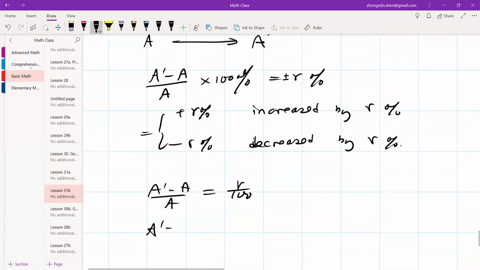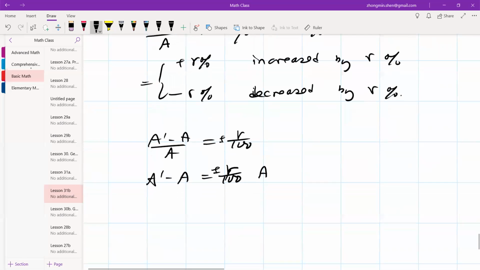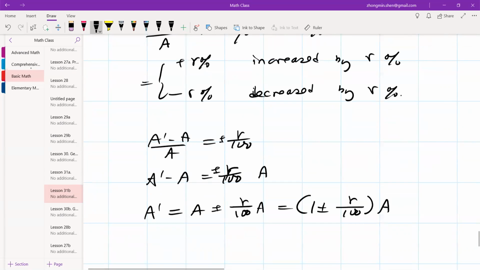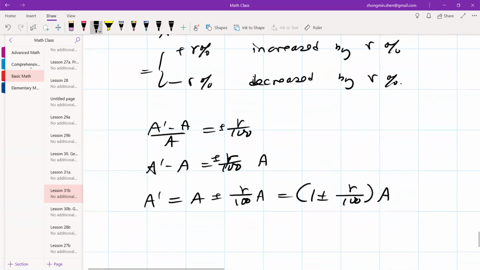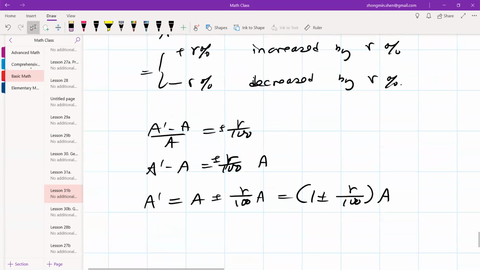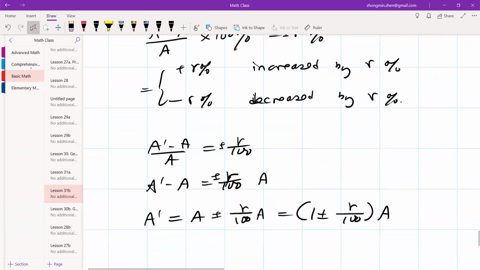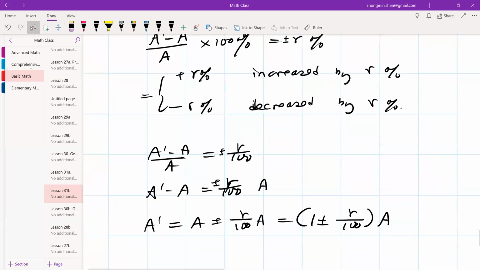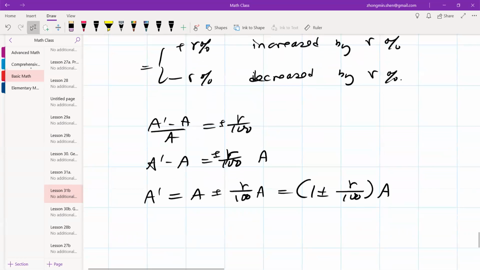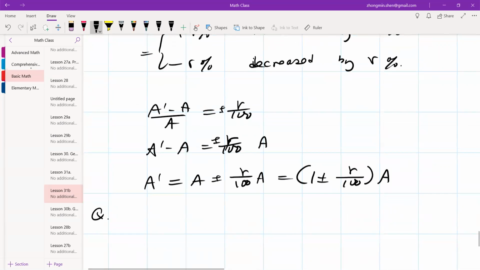Then you multiply by A. Right, this is plus minus here, okay? Plus minus. So you move A to the right. Then you can also write in the following form. So if the final term can be expressed in this form, then I is going to be called I, then you can say that it is increased by R% if it's positive, and if it's negative, then we say decreased by R%. Okay, so those are the relations or the formulas, and let's look at the next problem.